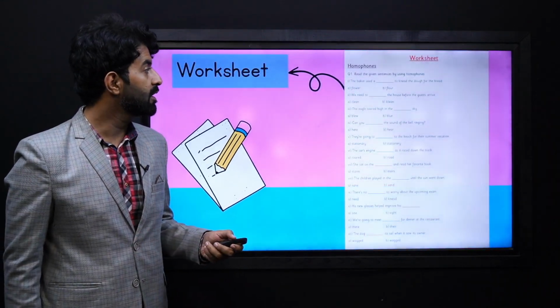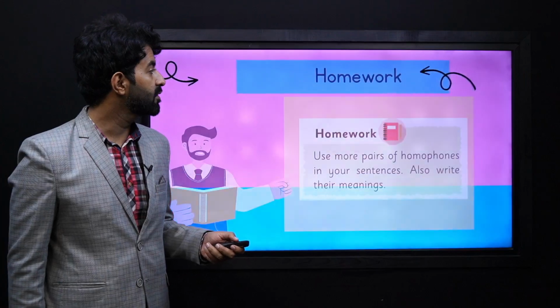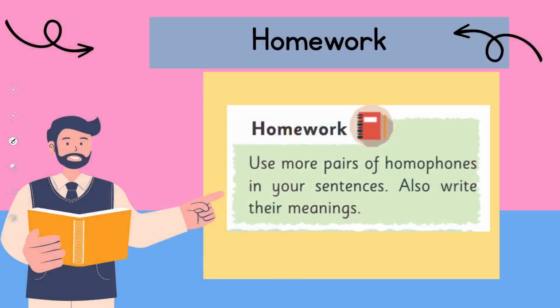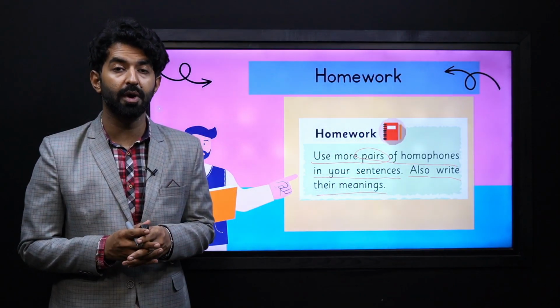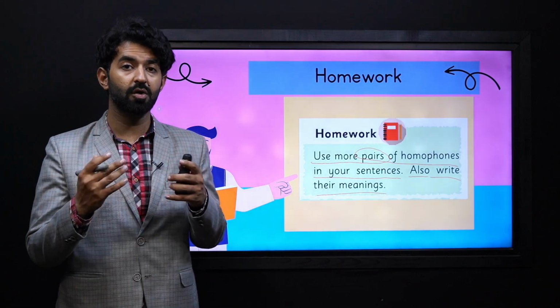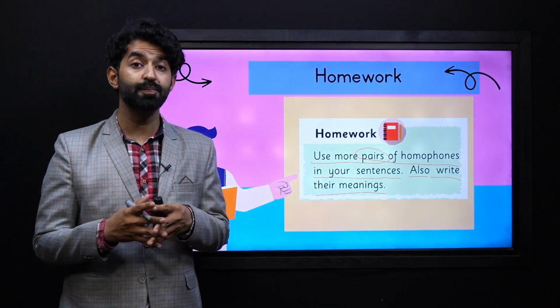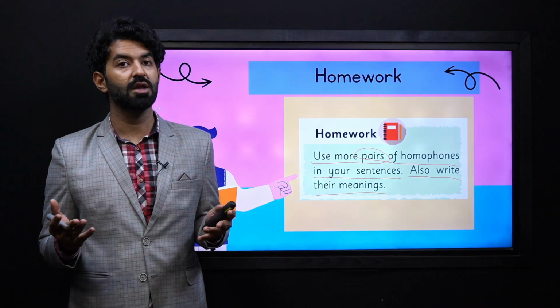Now my dear learners, here we have a worksheet for you with multiple choice questions, and for your homework you have to use more pairs of homophones in your sentences. Also write their meanings. You can use the internet or any other platform to search about homophones. You can also use a dictionary and your prior knowledge. Think about the words that sound similar to you and that also have same spellings. And this way you can easily find homophones in English language.